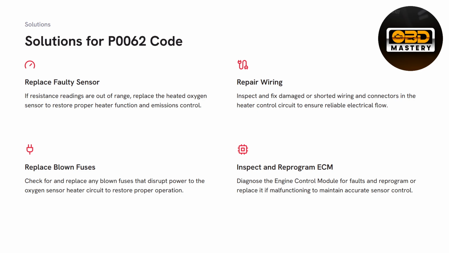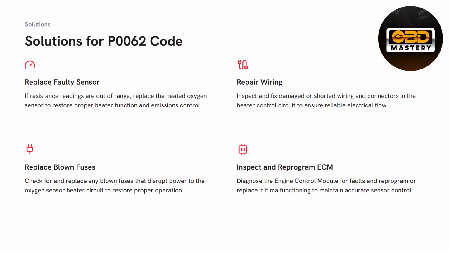Now, next step is going to be inspecting and reprogramming the ECM, which you are going to have to take to a technician if you don't know too much about that. I know the average person doesn't know. However, you could diagnose ECM for faults and reprogram it.